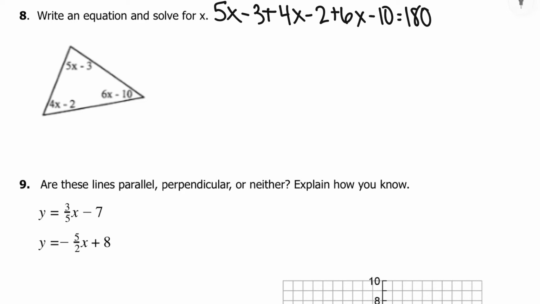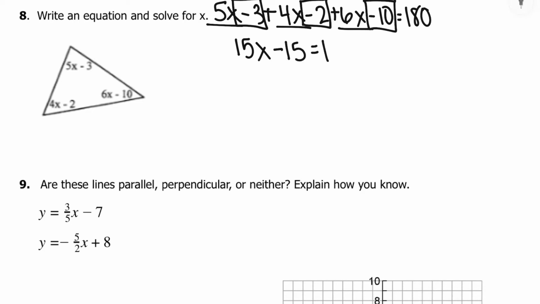So now we are going to combine like terms. So 5x plus 4x plus 6x. We are definitely going to make sure that we leave the symbol that's there because we are not moving across the equal sign. So I'm not changing anything to any other thing. What I mean by that is I'm not doing 5x minus 4x. I'm going to just leave it. So 5 plus 4 plus 6 is going to give me 15x, and then negative 3, make sure you use that negative, minus 2 minus 10 is negative 15 equals 180.